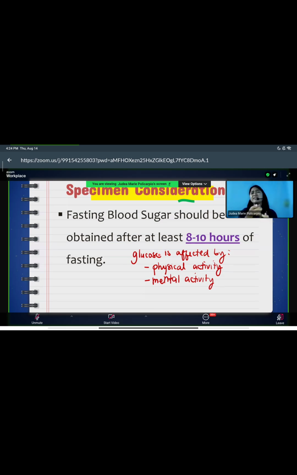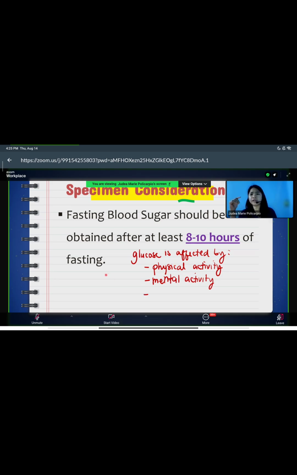Kaya mas advisable yung morning na specimen. Kasi at least after overnight na fasting, sa gabi wala kang masyadong ginagawa, medyo pahinga ang brain cells mo during the gabi, tendency is less ang physical and mental activities natin sa gabi, therefore hindi masyadong affected ang glucose natin.